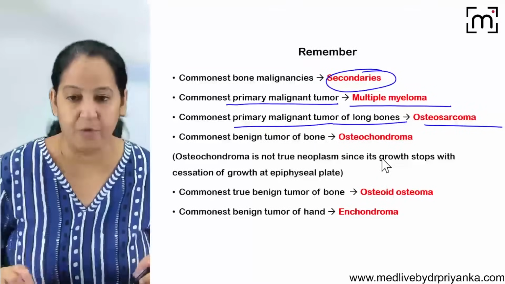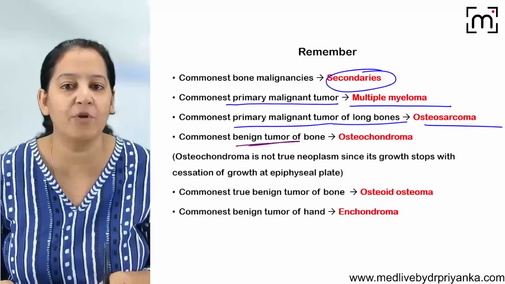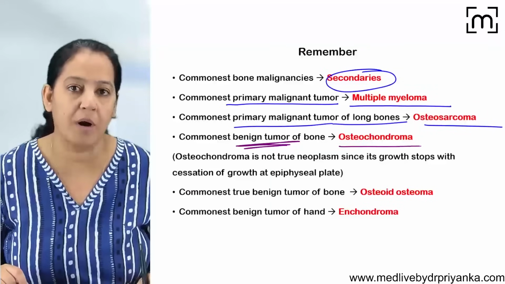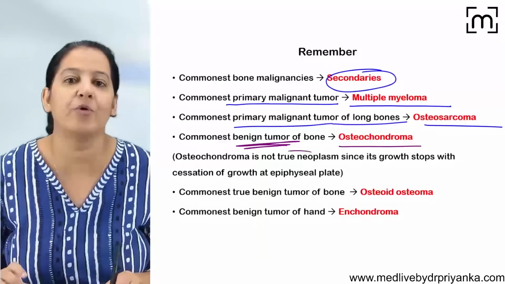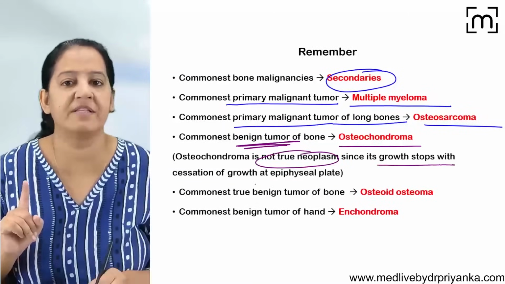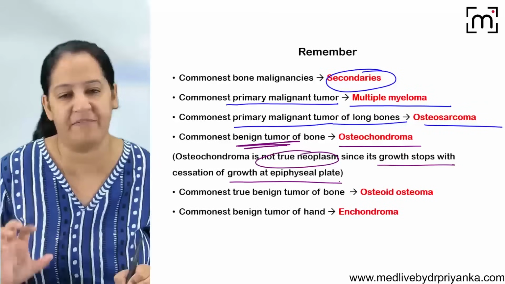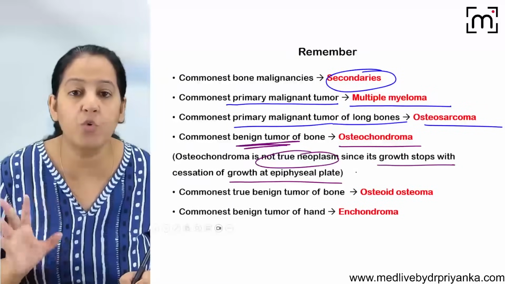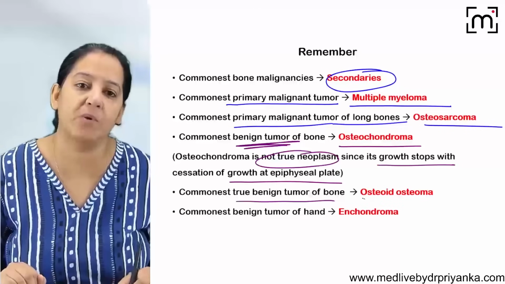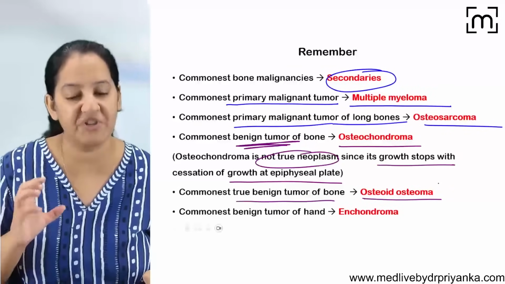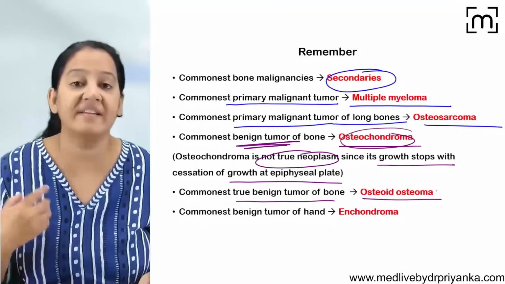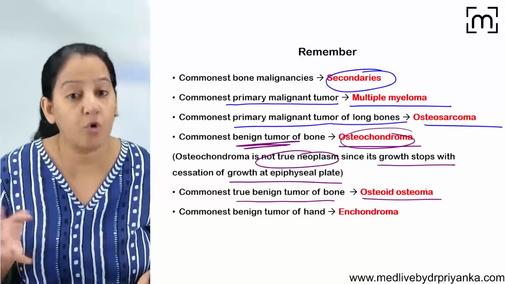Now coming to benign bone tumors. What is the most common benign bone tumor? Not malignant. The benign bone tumor is osteochondroma, but actually it's not a true neoplasm, because the growth stops with the cessation of growth at the epiphyseal plate. So that's why it's not a true neoplasm. Which is the most common true benign tumor of the bone? It's osteoid osteoma. So you have to read your question very carefully, whether they are asking the most common benign tumor or the most common true benign tumor.